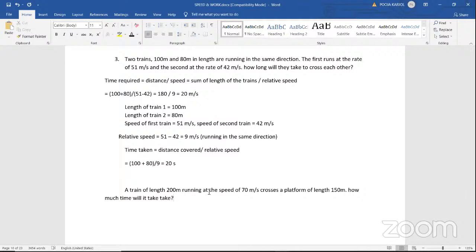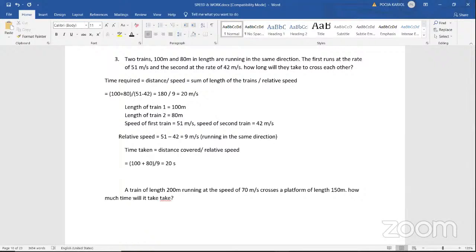Try this. 5. 5 what? Seconds? 5 meters per second? No, 5 seconds. So a time, no, ma'am. Yes, 5 seconds.